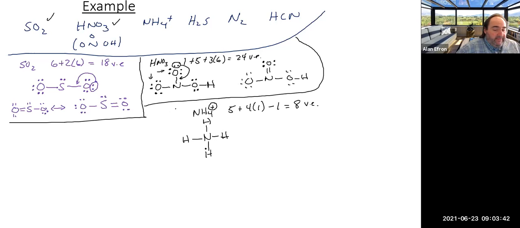Hydrogens on the outside have 2, which is good. Nitrogen in the center has 2, 4, 6, 8, which is good. We put a little bracket around it.